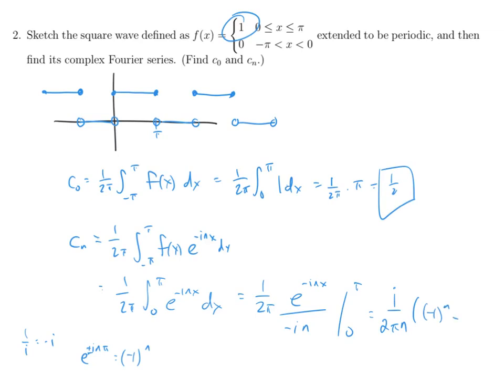minus e to the 0, which is not 0, it's 1, and that should be your final answer. And you don't have to plug it back in. I mean, if you tell me what C naught is and Cn is, that's fine.